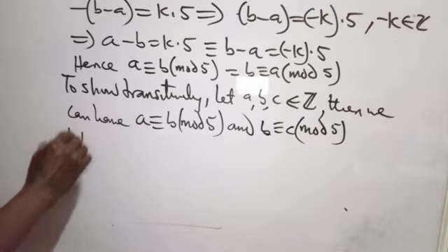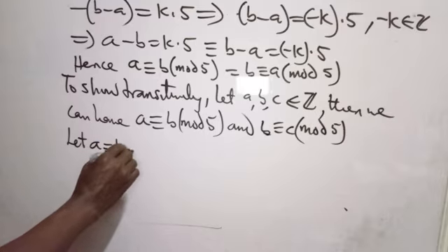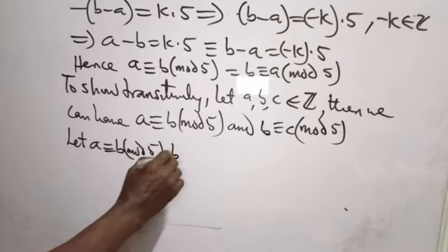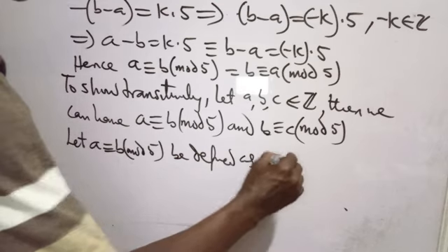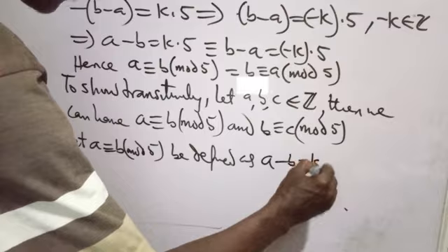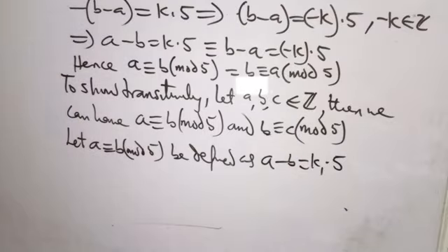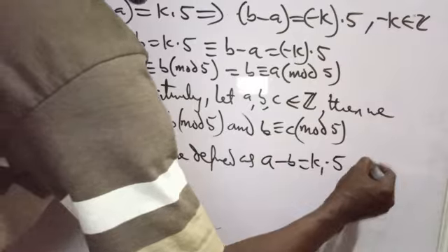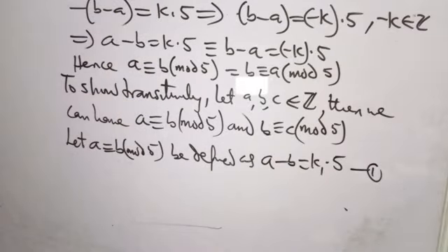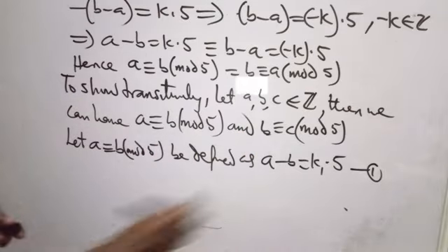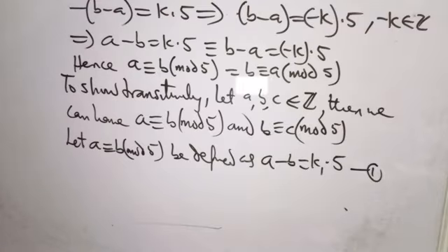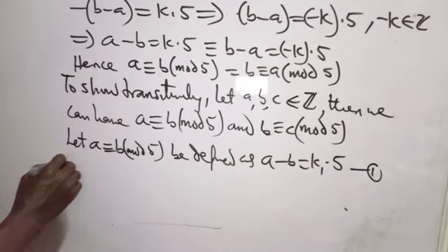Now let A congruent B mod 5 be defined as A minus B equals K1 dot 5. I'm using K1 now because I will use another K here. To distinguish one K from the other, we need K1. From the basic definition, it is K. But since we want to combine two relations together, we need to differentiate one K from the other.